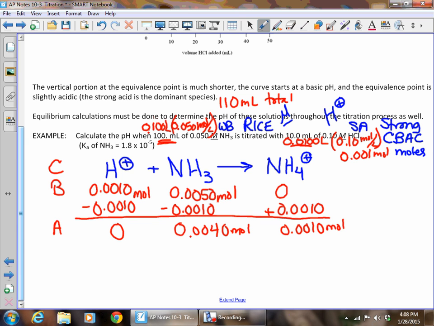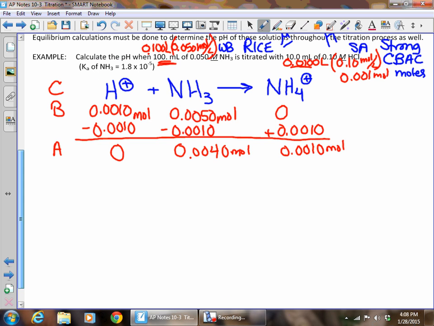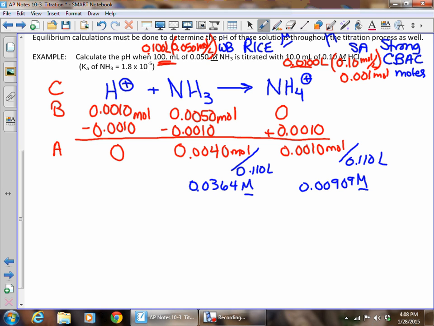Now we need to change that back to molarity. We said we had 110 milliliters total, so we're going to divide both of those by, it has to be in liters, 0.110 liters. And we end up with a value of 0.0364 molar NH3 and 0.00909 molar NH4 plus. So there's our molarities.